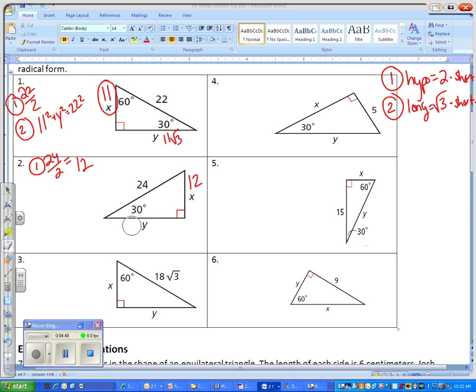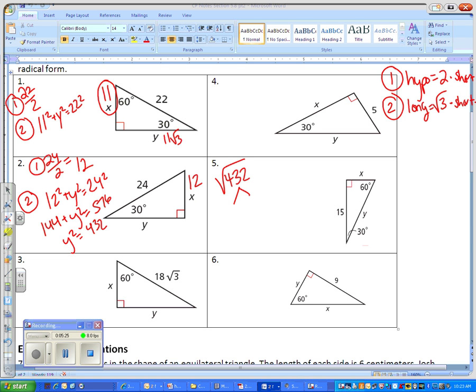Now I want to know what y is. We can do the Pythagorean theorem if you want to, and in fact, I'll do it with you. So 12 squared plus y squared equals 24 squared. And 12 squared is 144, and 24 squared is 576. And then we subtract, and we get y squared equals 432. And then we have to do the factor tree for 432. Goodness, this could take a long time, which is why the shortcut is nice.